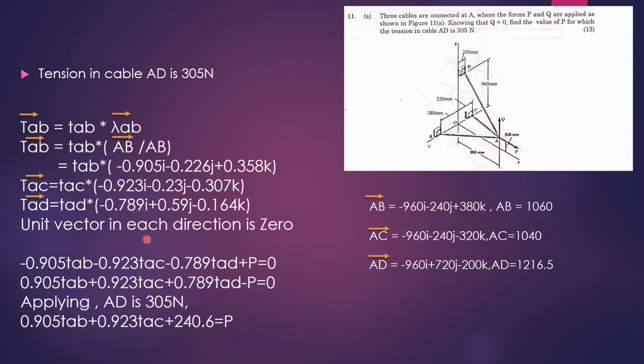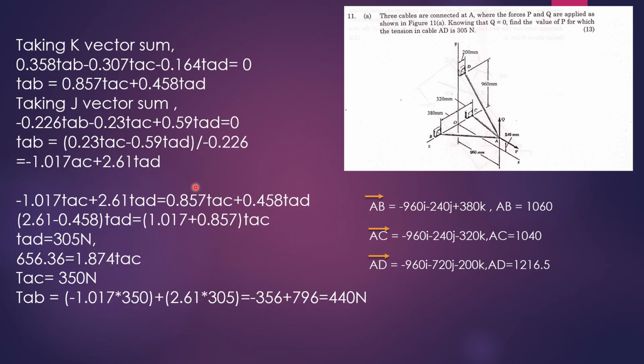When we do it for i, we also add P, because P is acting in the x direction, which is the i unit vector. So we add P also and make the sum 0. When you apply AD as 305 Newton, you get one equation. In the same way, when you take the k vector, which is along the z axis, you get this equation. When you take the j vector sum, you get another equation. When you equate both the TABs and resolve the equations, we get TAD equal to 305 Newton.